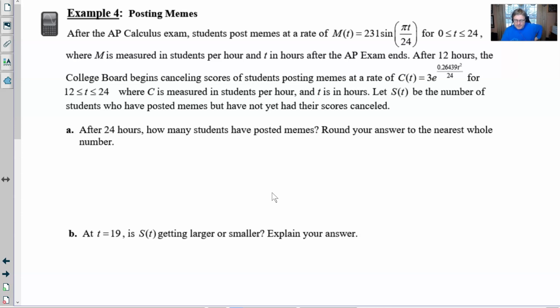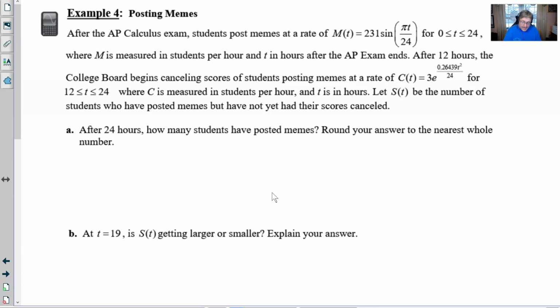So here's our problem. It's calculator active, so you want to pause the video and reach for your calculator if it's not around. After the AP Calc exam, students post memes at a rate of M of t equals 231 sine of pi t over 24 for t between 0 and 24. M is measured in students per hour. T is measured in hours after the AP exam ends.